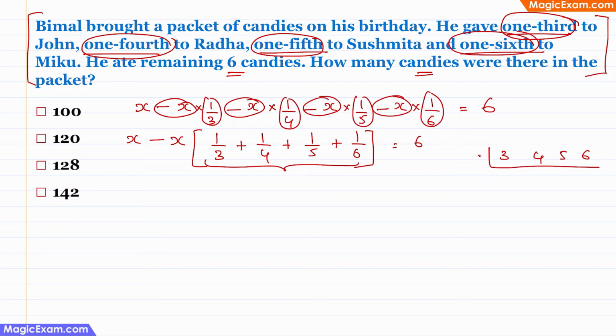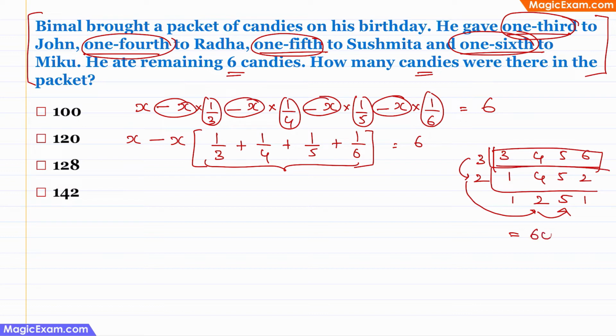So first let us do it with 3. 3 1s are 3, 4, 5, 3 2s are 6. Next let us do it with 2. 1, 2 2s are 4, 5 and 1. So 3 2s are 6, 6 2s are 12, 12 5s are 60. Therefore, the LCM of these 4 numbers is 60.